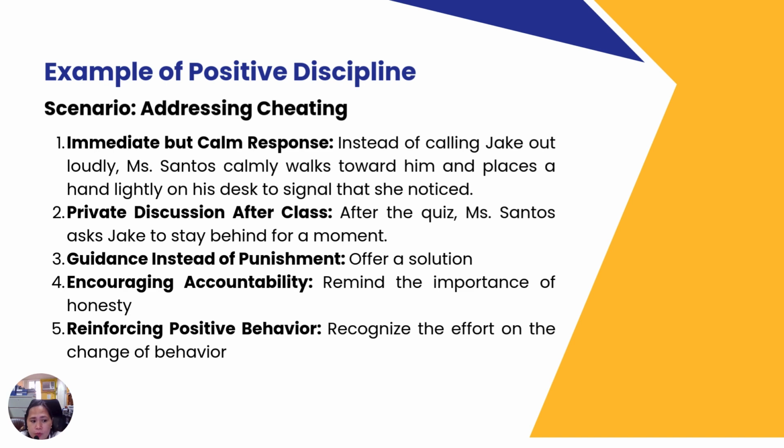So second, the teacher will privately talk to the student after class. After the quiz, the teacher asks the student to stay behind for a moment. In a calm tone, the teacher will say, I noticed that you were looking at your classmate's paper. Then the student will respond with the reason behind the behavior. As a teacher, we should ask questions that are very concrete, leading to a specific answer. So the teacher may ask, can you tell me the reason why you looked at your seatmate's paper?